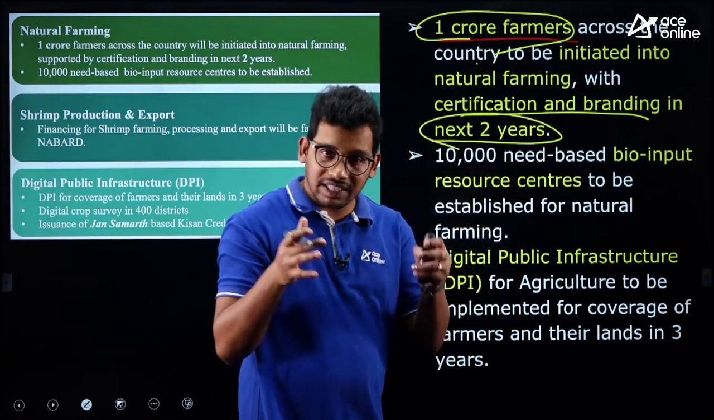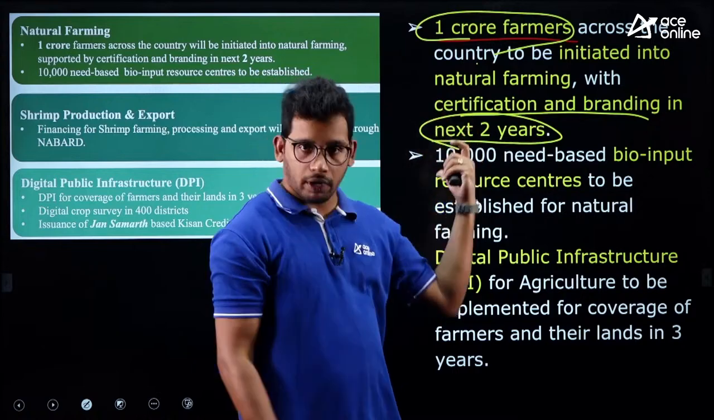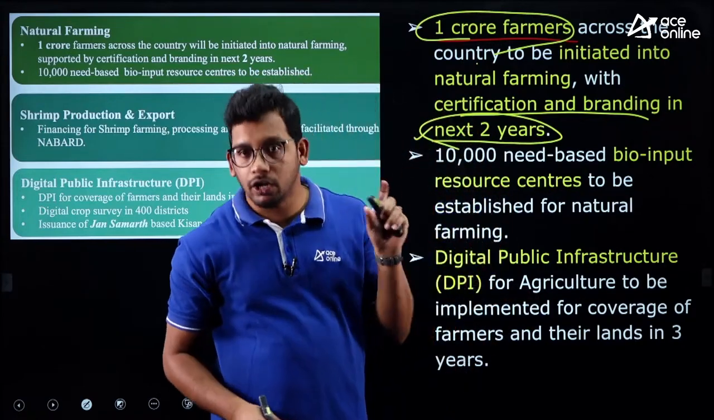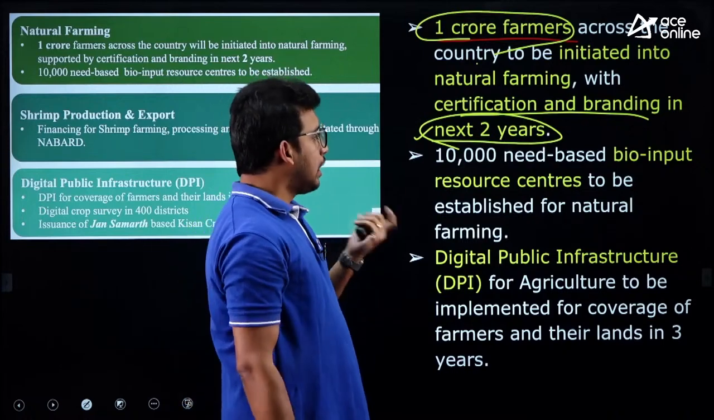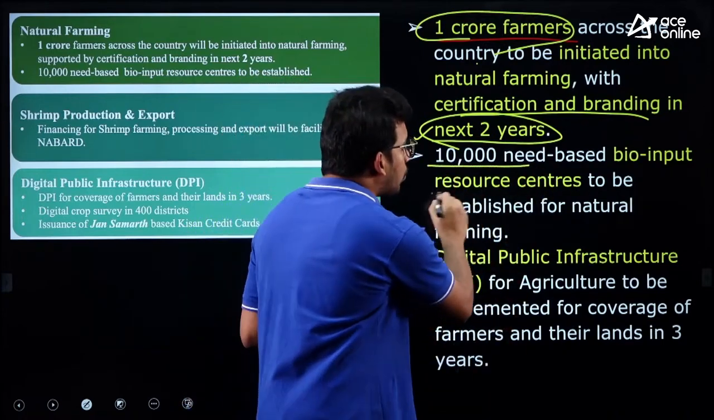Whatever skills they have developed, or whatever crops they are going to generate through natural farming, in the next 2 years they are going to develop the branding of those things, right. Next one, 10,000 need based bio input resource centers.